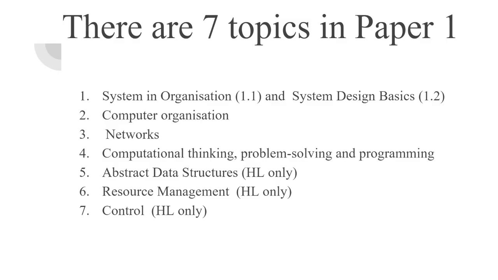For paper 1, there are 7 topics, which include computer organization, networks, and abstract data structures. For paper 1, chapter 1 to chapter 4 is SL and HL, and chapter 5 to 7 is HL only. So if you're an HL, you will have to do 1 to 7. If you're an SL, 1 to 4.